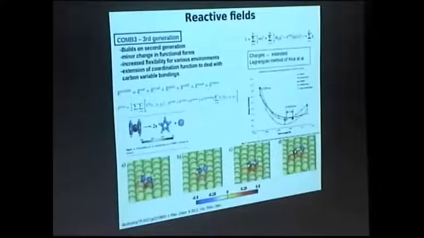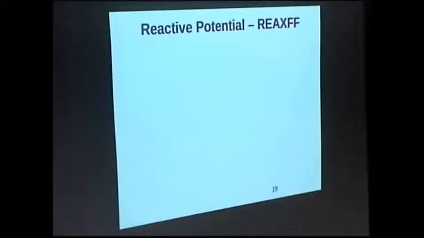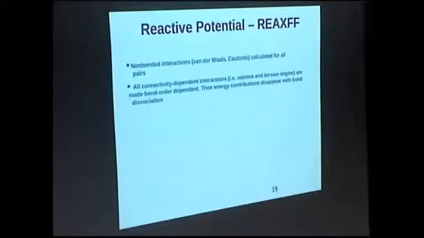Now we are going to talk about the biggest competitor of COMB, that is ReaxFF potential. I have some more experience with this one, then I will dig a little bit more in detail in this case. Well, here we have some features. We have non-bonded interactions as van der Waals and Coulomb calculated for all pairs of atoms on this system.